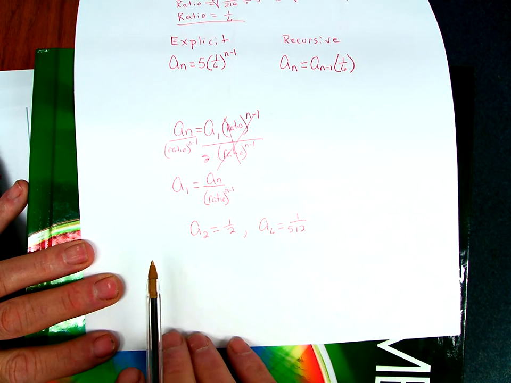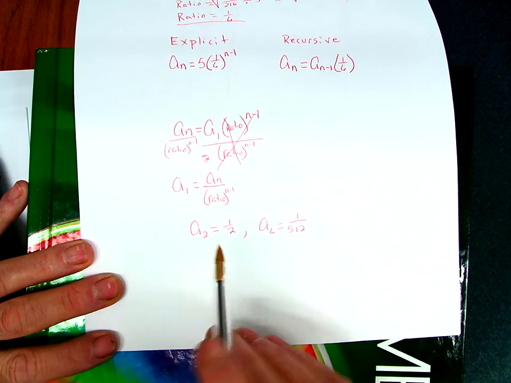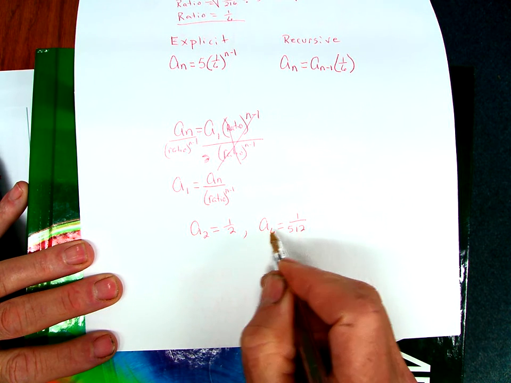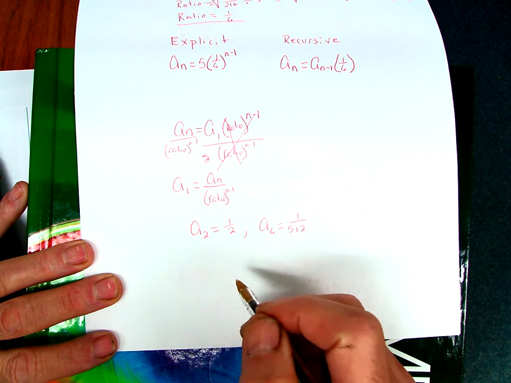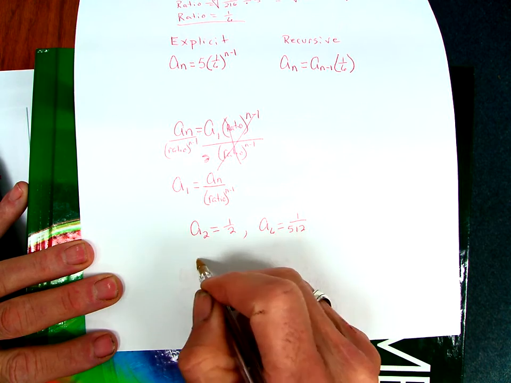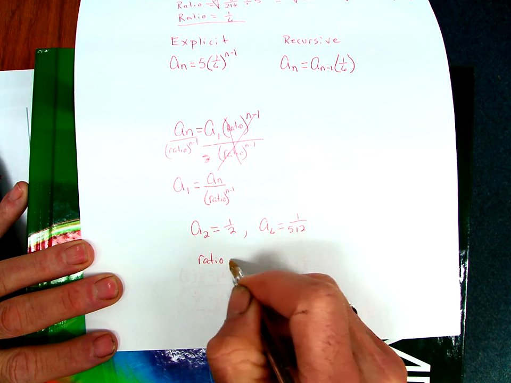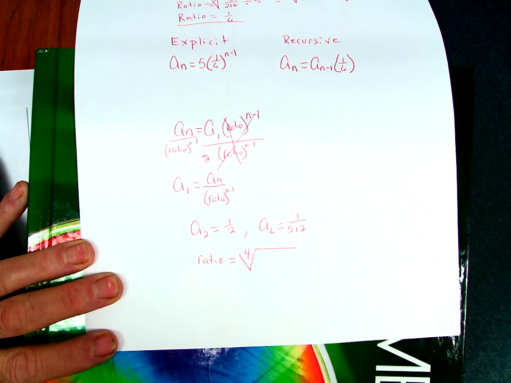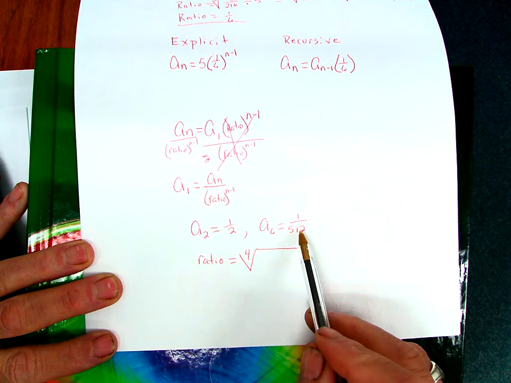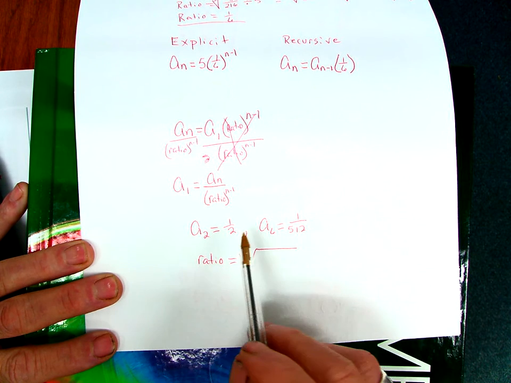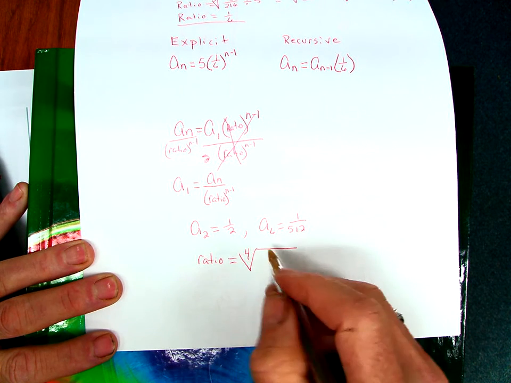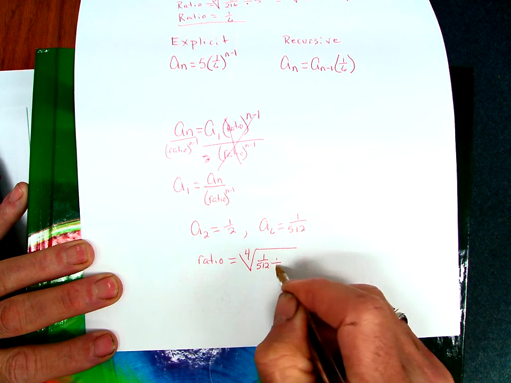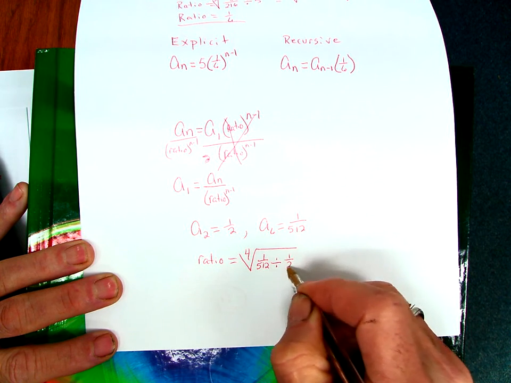Here's two elements in the series. I'm going to take a root, and it's going to be 6 take away 2. 6 minus 2 is 4. So the fourth root, and now it's the latter element divided by the previous element. 1 over 512 divided by 1 over 2.